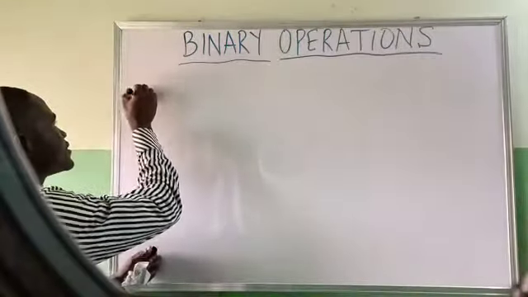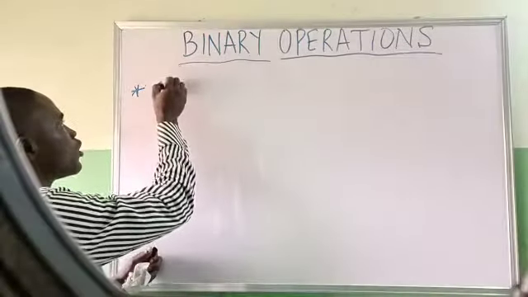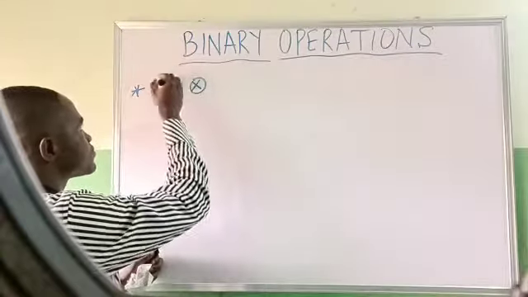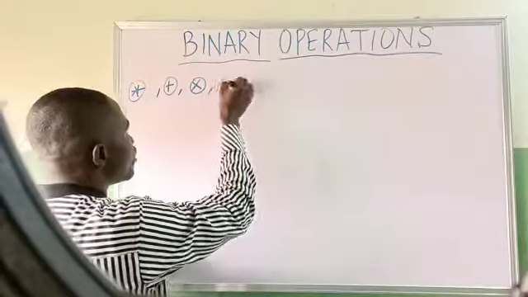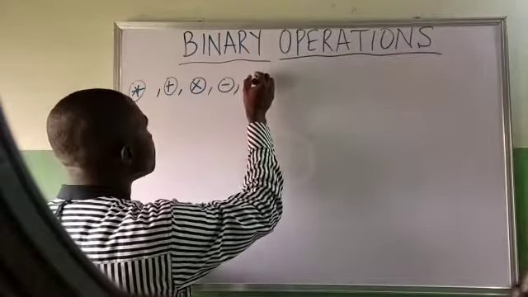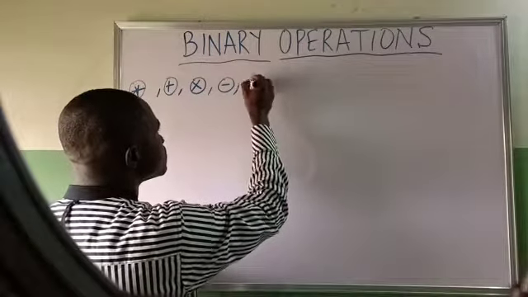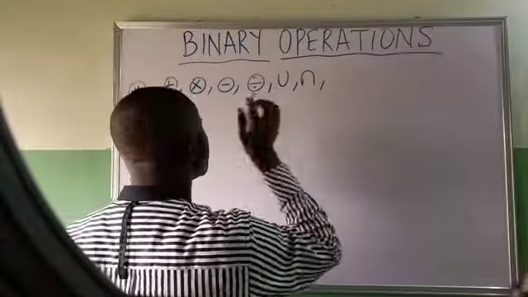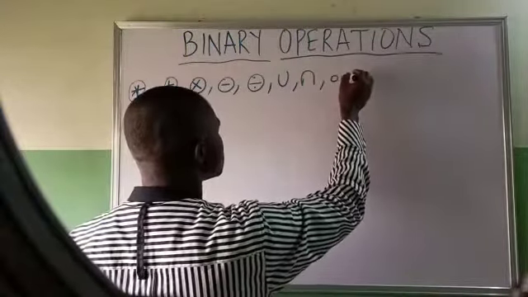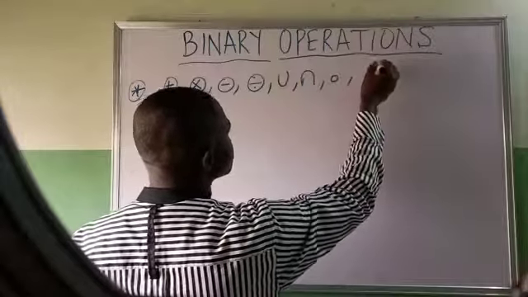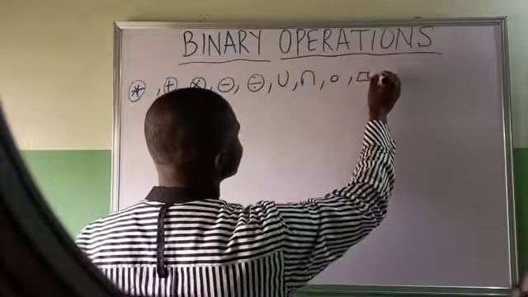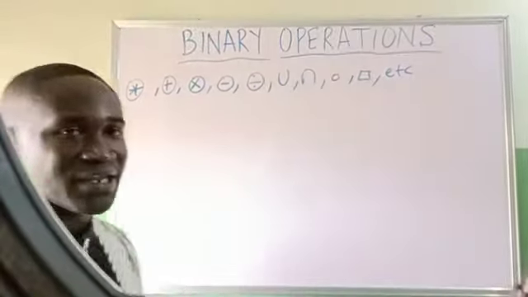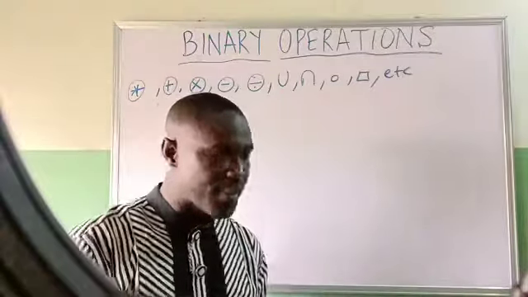1. Asterisk. 2. Plus. 3. Times. 4. Minus. 5. Division. 6. Union. 7. Intersection. 8. Composition. 9. Etc. So the operations are many, depending on the one you remember.